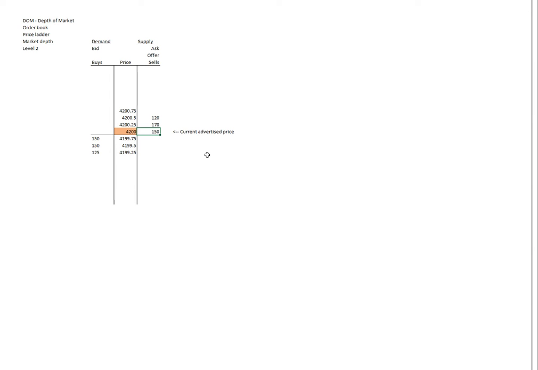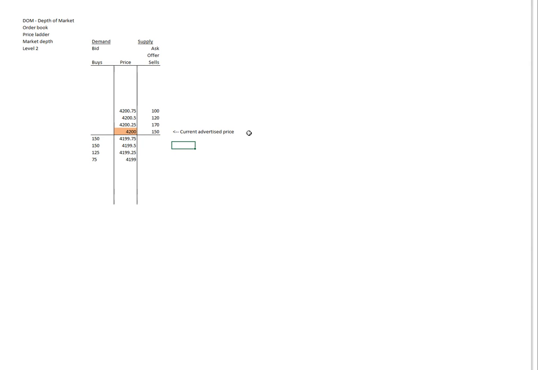I want to go quickly over what happens when we're looking at the DOM, and let's do it with this example that I've built up right here. I'm going to put a few more levels. All right, let's go through a quick simulation. Let's say that we've got this standoff. We've got these 150 on offer, and we have these 150 here on the buy side.